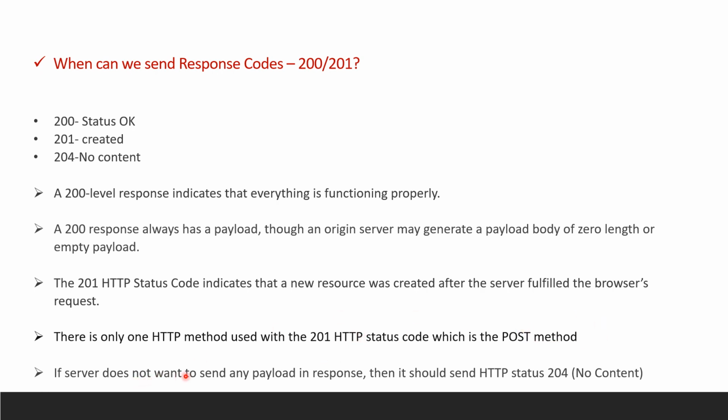If the server does not want to send any payload in response, then it should send HTTP status 204 for no content. So it is functioning properly. The request has been made successfully, but the server does not have an actual payload to send in response. So in this scenario, it will send 204 for no content. This is also one of the important and slightly tricky questions. So let's move to the next.